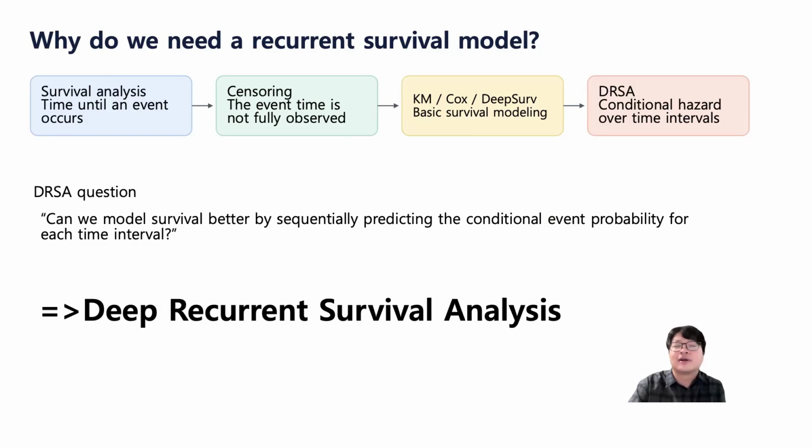The key question of DRSA is, can we model survival better by sequentially predicting the conditional event probability for each time interval? This is why DRSA uses a recurrent neural network. It models the conditional hazard over time intervals and connects them sequentially.